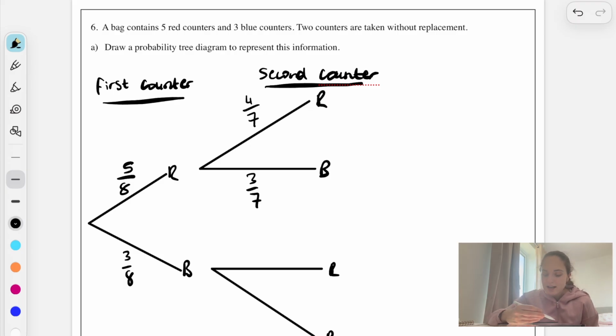Now, given that the first counter is blue, the probability that the second counter is red is going to be 5 over 7, because there's still 5 red counters, but 1 of the blue ones has been removed, so there's going to be 7 in total. The probability of the second one being blue, given that the first one was blue, is going to be 2 over 7, because 1 of the blues has been removed, so we've gone from having 3 blue to 2 blue, and we've now only got 7 in total. So that's my tree diagram for this.